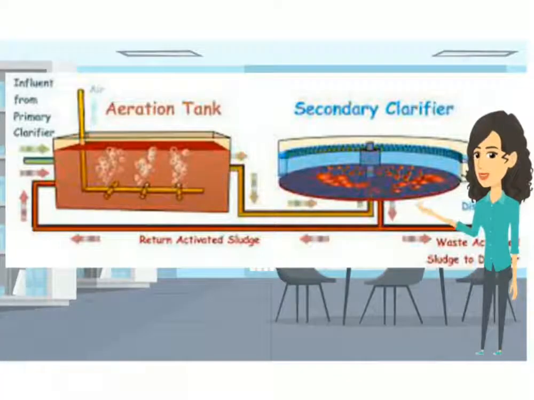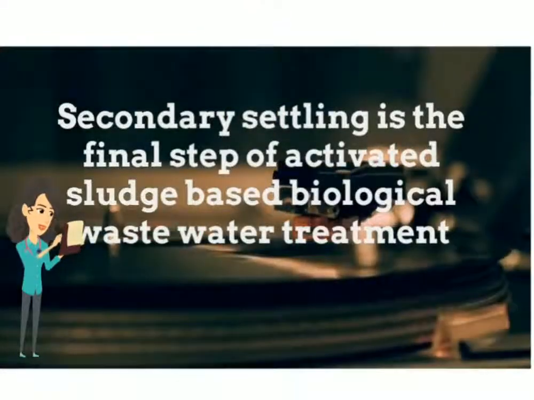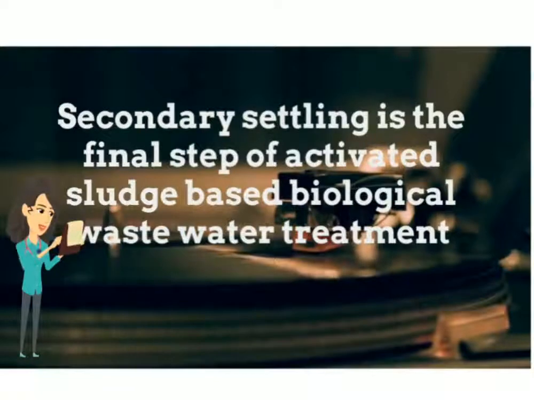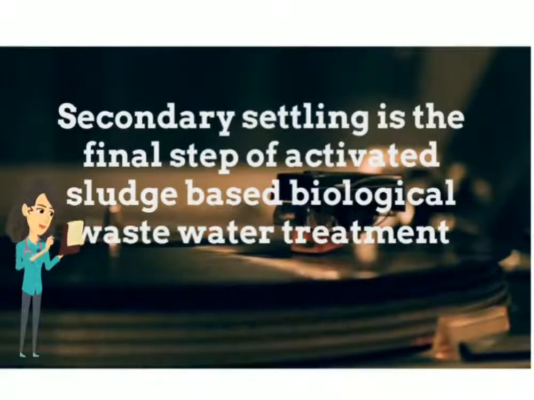This is the secondary settling process used in activated sludge systems to separate treated water from biomass. Secondary settling is the final step of activated sludge-based biological wastewater treatment, and therefore an essential unit for producing a clear effluent.